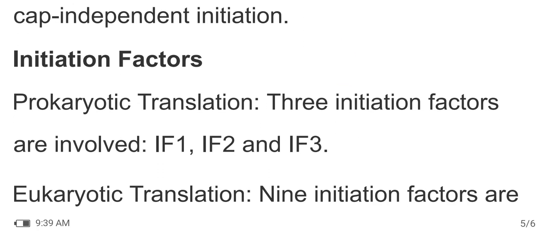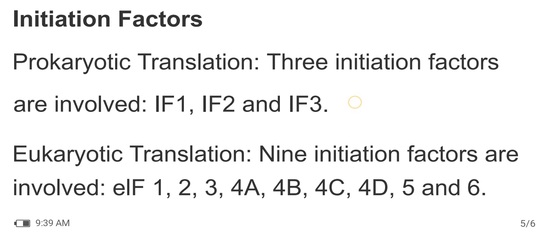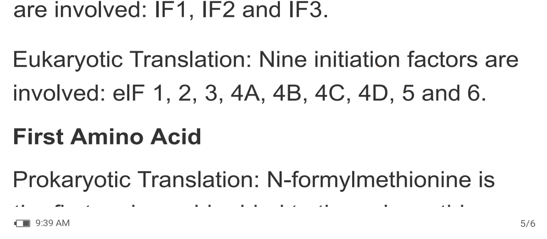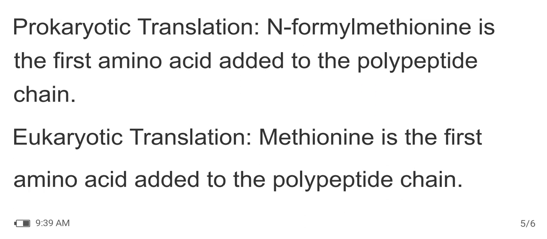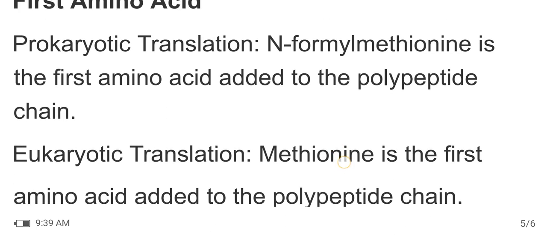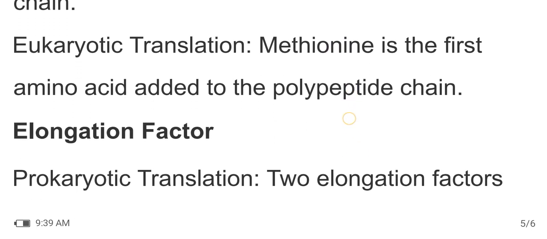Initiation factors: in prokaryotic translation, 3 initiation factors are involved, IF1, IF2 and IF3. In eukaryotic translation, 9 initiation factors are involved, including eIF1, eIF2, eIF3, eIF4A, 4B, 4C, 4D and eIF5A. First amino acid: in prokaryotic translation, N-formyl methionine is the first amino acid added to the polypeptide chain. In eukaryotic translation, it is methionine.